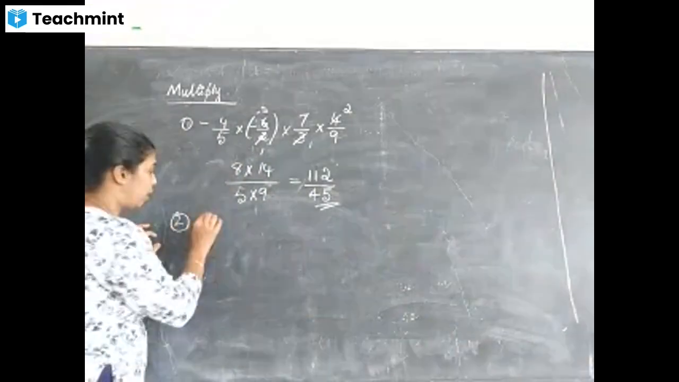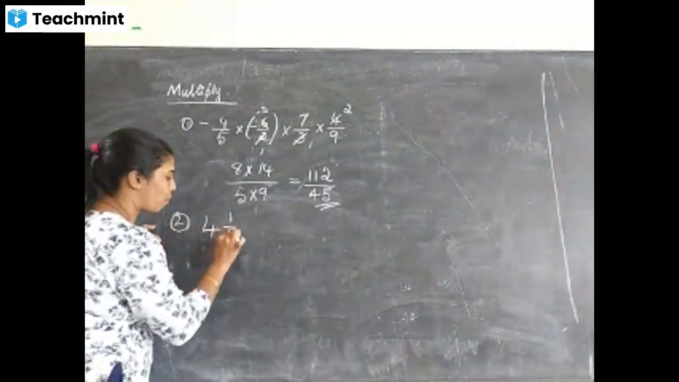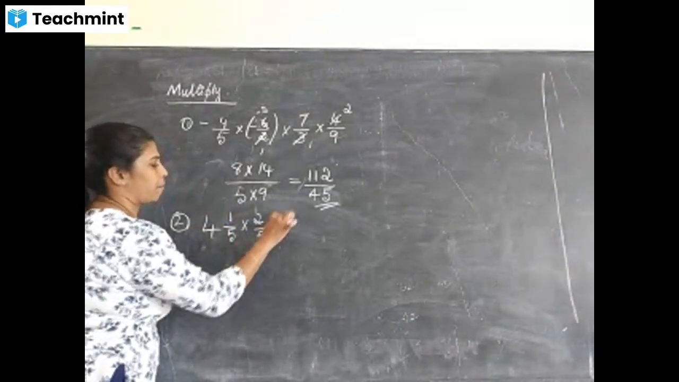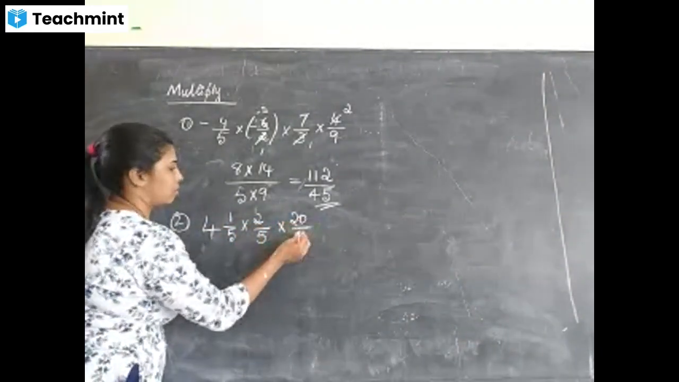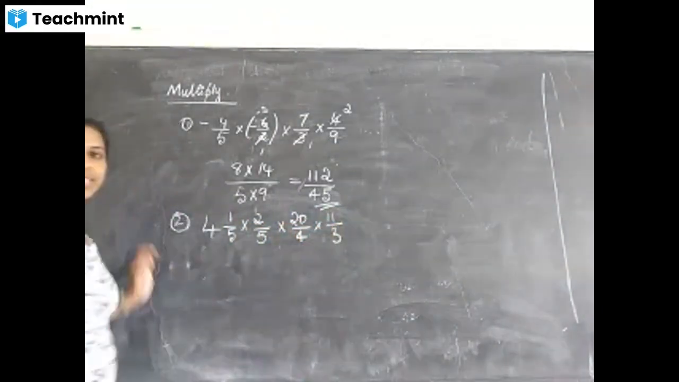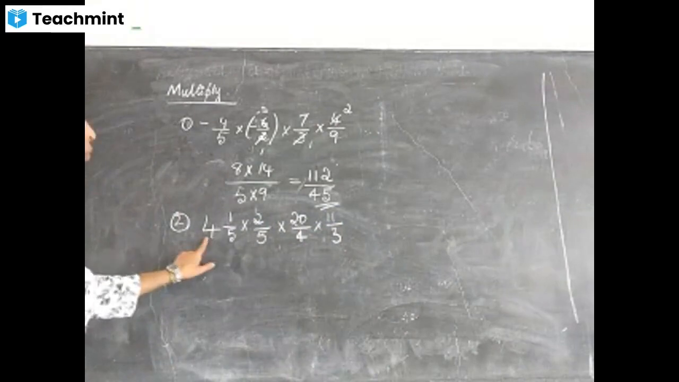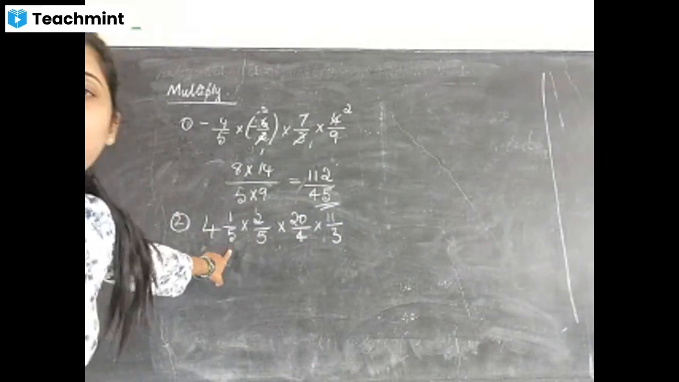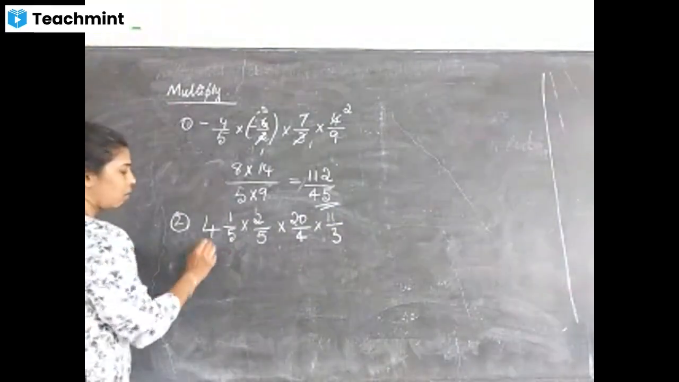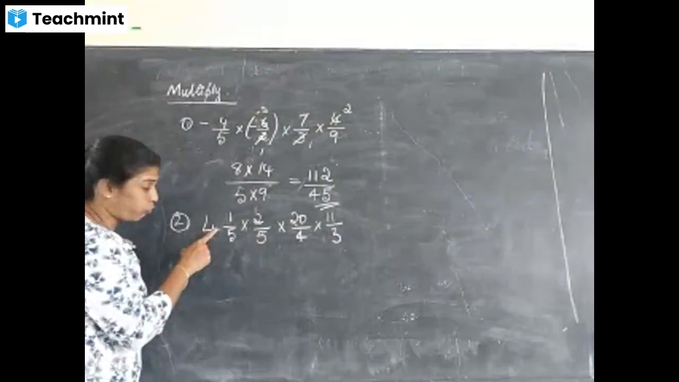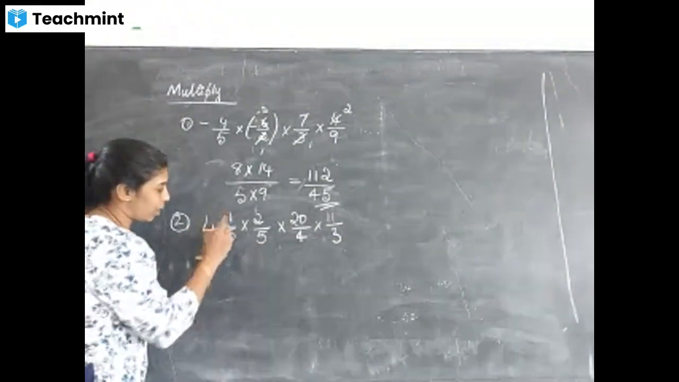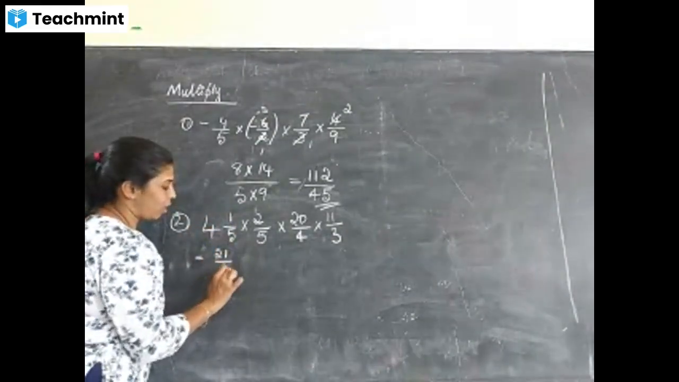The question may also be given in an improper fraction. This is the question given. Convert the improper into proper first. 4 fives are 20: multiply the whole number by the denominator and add the numerator. 4 fives are 20 plus 1 is 21 divided by 5.